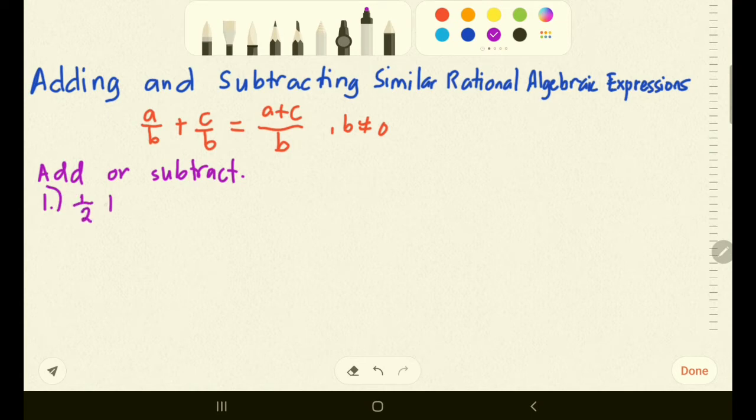You have 1 over 2 plus 3 over 2. So in this case, class, you will just add directly the numerators, both numerators. So 1 plus 3, and then copy the denominator, which is 2. So 1 plus 3 is 4 over 2. Then simplify. 4 over 2 is 2. Okay, another example.